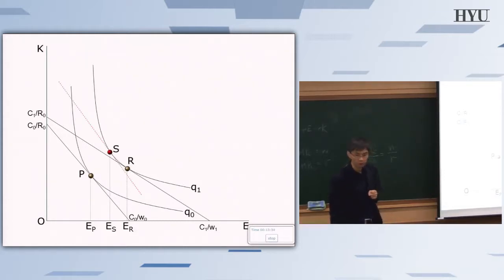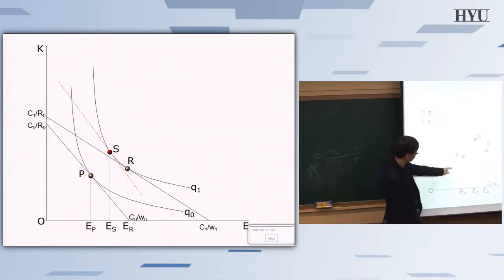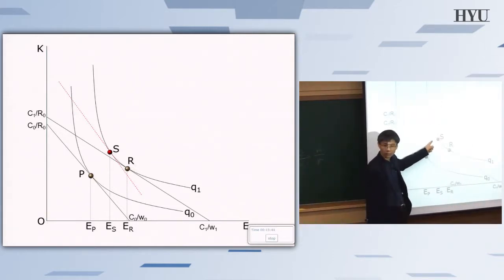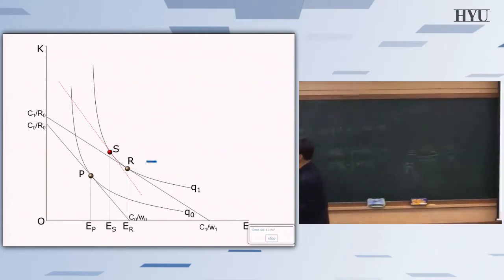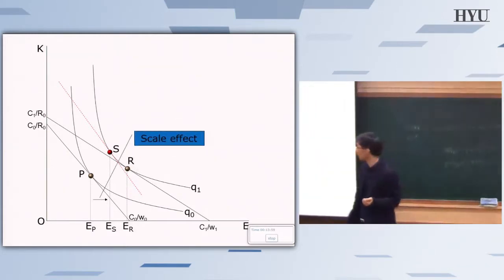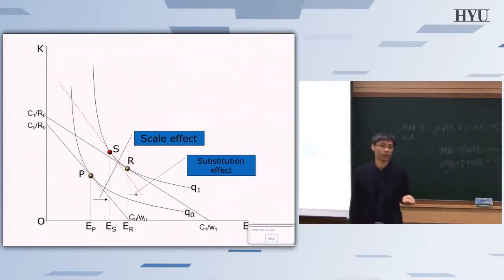we draw a hypothetical line that is parallel to the old isocost. Okay? So from P to S, what effect? P to S, this movement comes from what? Change in the scale, right? Change in the scale of production. So P to S is the scale effect. And S to R is the substitution effect.